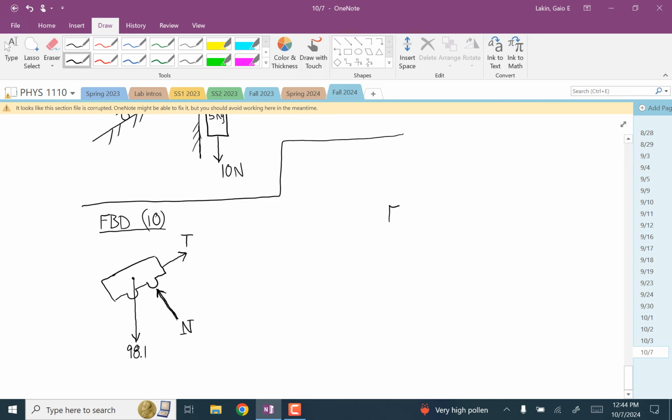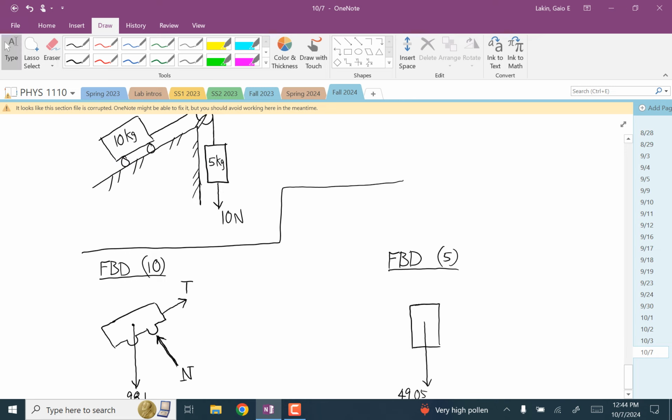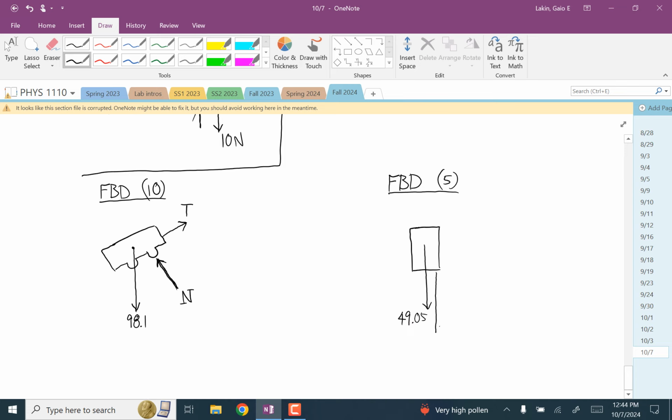And now we'll go to the hanging mass. So here's an outline of the body. The weight force is acting down. That's 5 times 9.81, so 49.05 newtons. And now at the bottom, we're told that there's a 10 newton force. So I'll put this 10 in here like this.